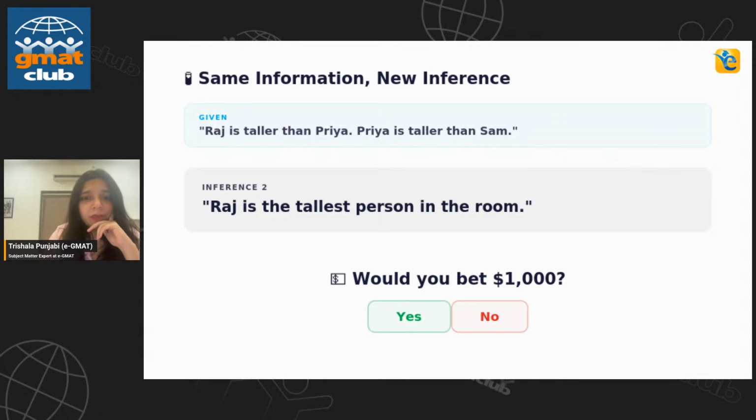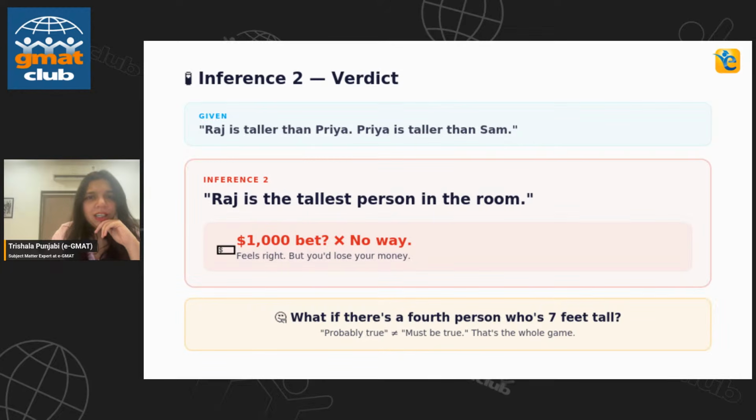Okay. It is a no, right? Raj is taller than Priya, Priya is taller than Sam, but we don't know how many people there are in the room. Exactly. What if there's a fourth person who is 7 feet tall? Then we can't say that he's the tallest person in the room. That is a bet that you are going to lose. So that is exactly a valid inference.